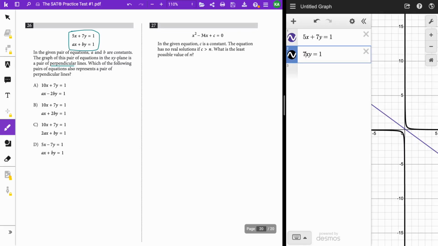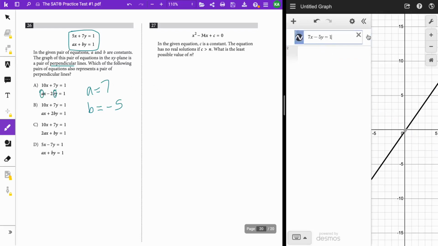Let's try that. Make this one 7, maybe make this negative 5. And, whoa, guess what? Those lines look 90 degrees. So that means the a value, remember a was the coefficient of x, has to be 7, we just found, and b must be negative 5. So now we're going to take those same coefficients and plug them into each of the answers and see which one is also perpendicular. Okay, so let's go to Desmos and clear out those.